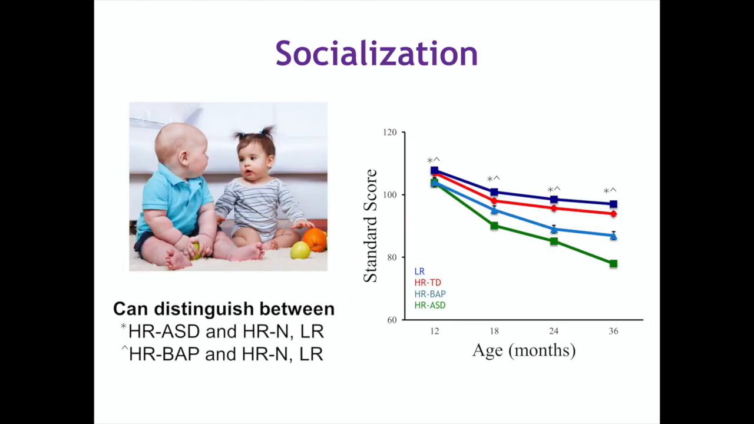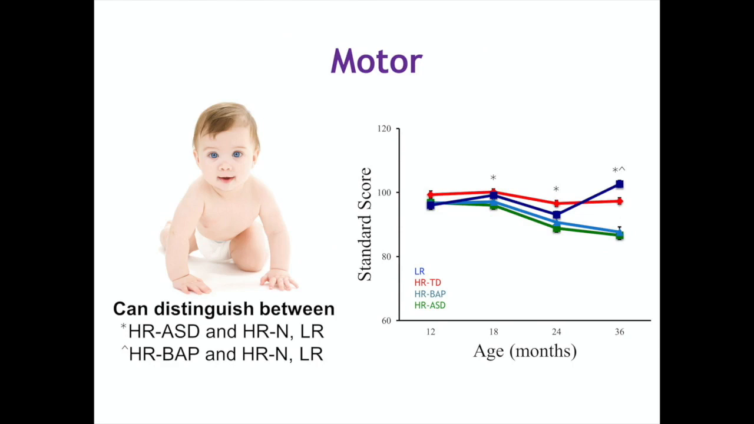Similar again for socialization. Their parents are endorsing fewer skills on socialization than the parents of the typically developing groups. For motor, it's a little bit different, but for the children who are showing some developmental differences, their parents are endorsing fewer questions than the parents of the typically developing group. At 36 months of age, we can see that the broader autism phenotype and the children with autism are showing less motor ability than the children of the typically developing groups.